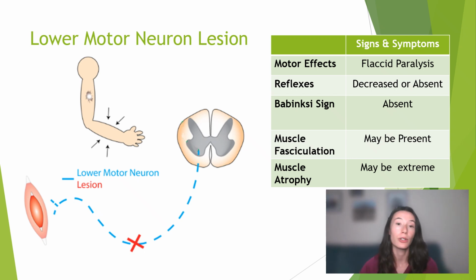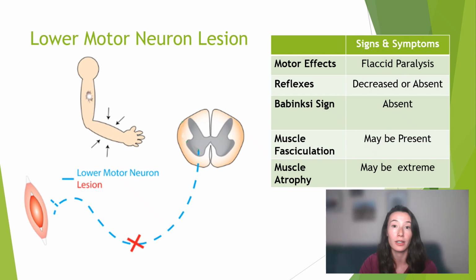Now on the chart, you'll notice that it also has an option of decreased reflexes. There are different grades of lesions. There could be a complete lesion, where there's absolutely no communication. Or there could be a partial lesion where there is still information being sent. However, because there is a lesion, that communication is not as strong as it would be if there was not a lesion. So that's why you could see a decreased reflex in the case of a partial lesion compared to absolutely no communication, meaning having no reflex at all, or absent reflex.